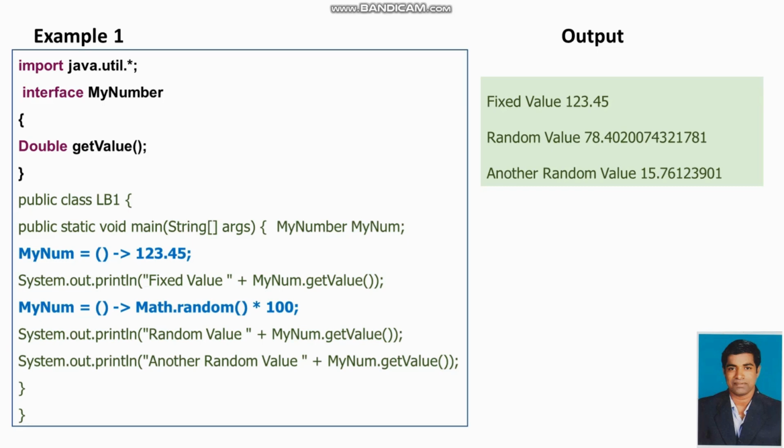While printing the fixed value function, we will get only one value, 123.45, forever. Whereas when we invoke this random Math.random function, the first time we invoke that method we get a random value, 78.4 something. When we invoke the same method the next time, it randomly generates some other new value, 15.76 something. So the random lambda keeps generating different values, whereas the fixed lambda expression will generate only the fixed value that we assign to this lambda expression.